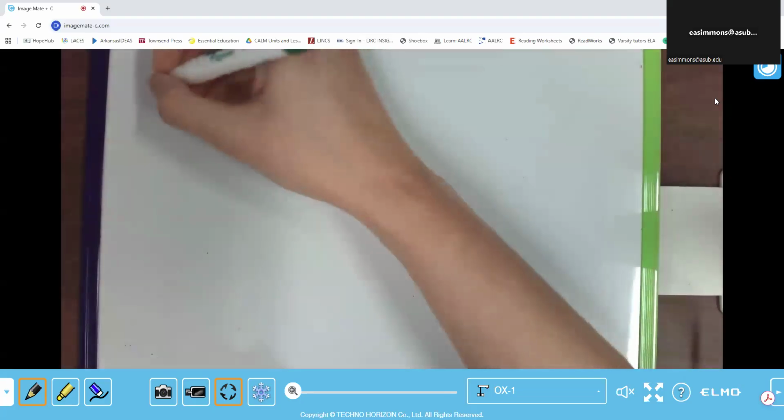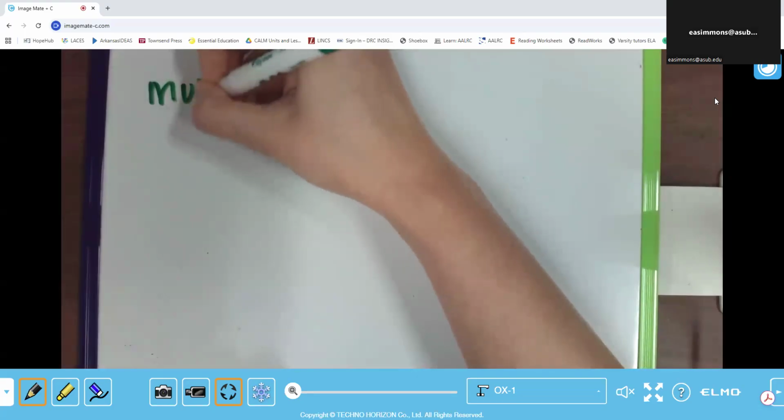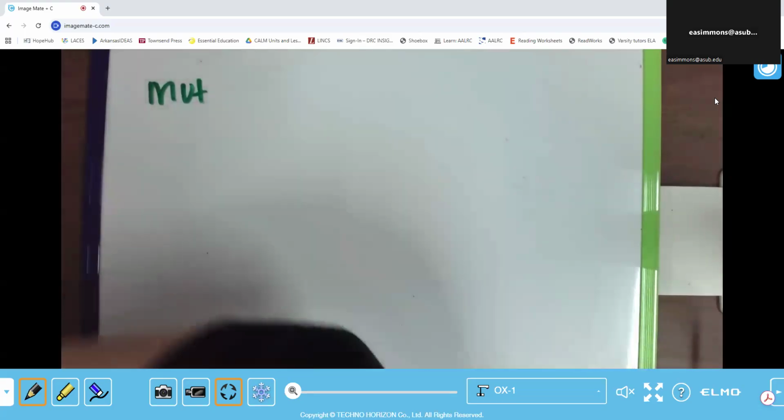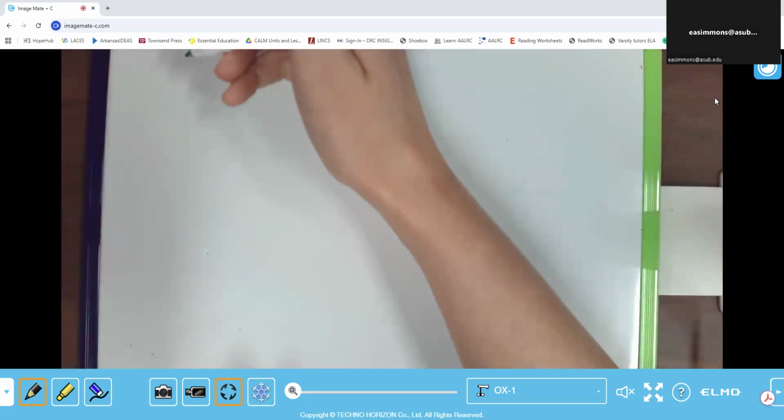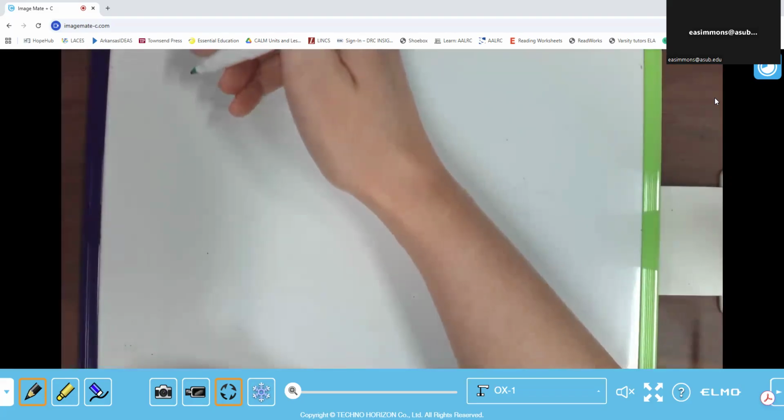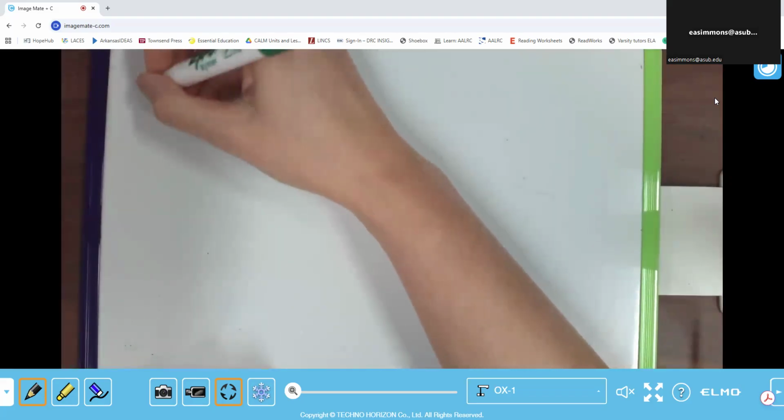Today we're going to go over multiples and least common multiple. First off, when I'm talking about multiples, I'm talking about the product of any number and an integer, which is a number that is not a fraction.